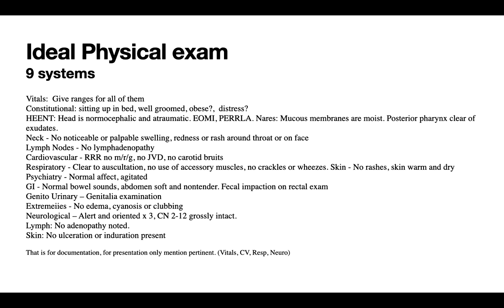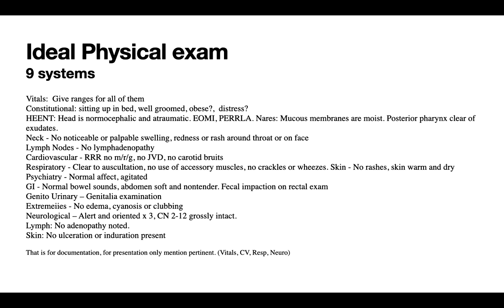The ideal physical exam has all these systems reviewed, and I'm saying systems because it's not an organ that is reviewed, it's the system. So it's the cardiovascular, not the heart; it's respiratory, not the lungs. And when giving the vitals to the attendings, give ranges for all of them. So heart rate from 60 to 80, respiratory rate from 18 to 25, give ranges. T max of 38.5, something like that. Okay, this is just for documentation.